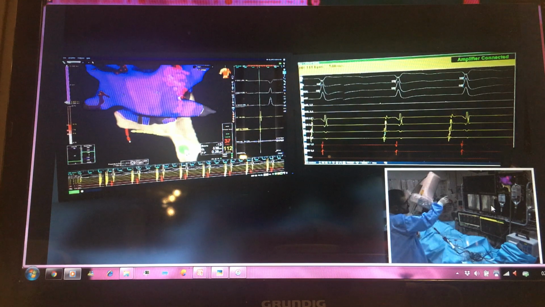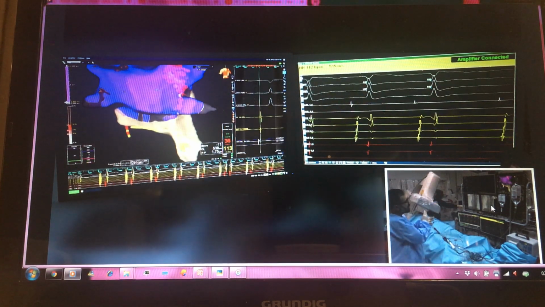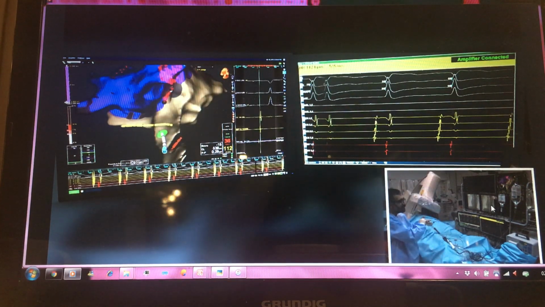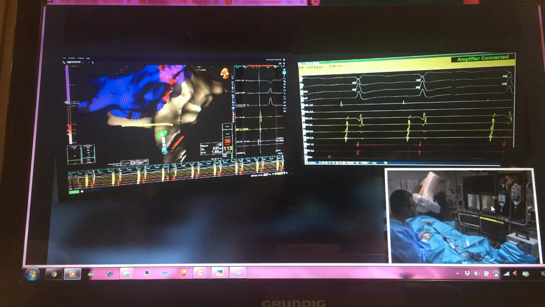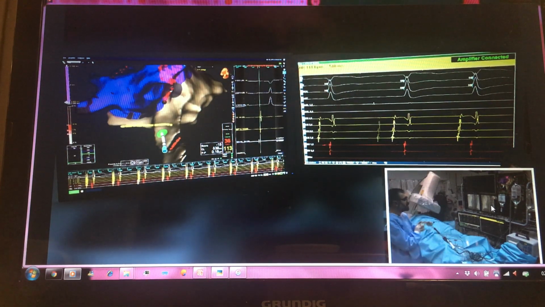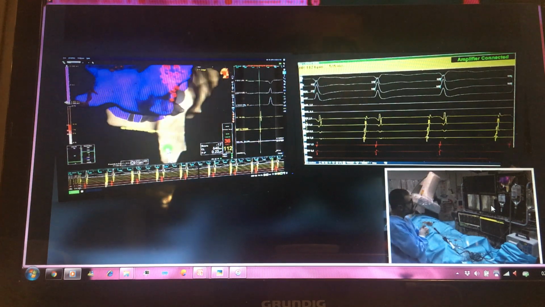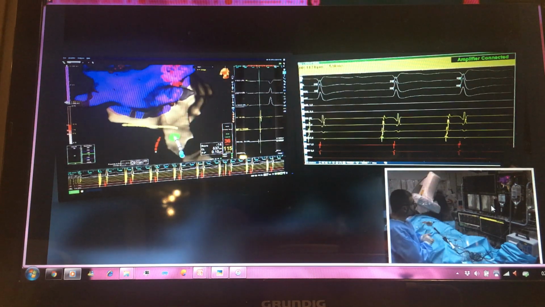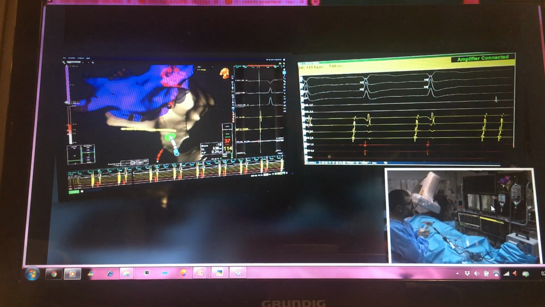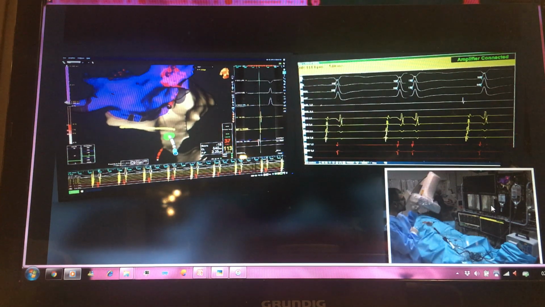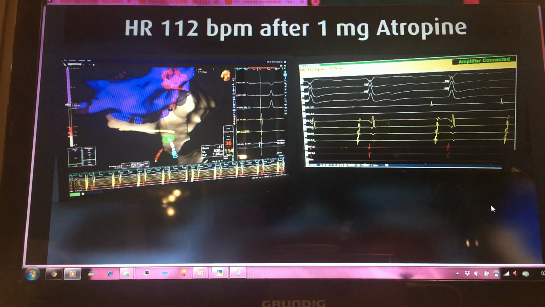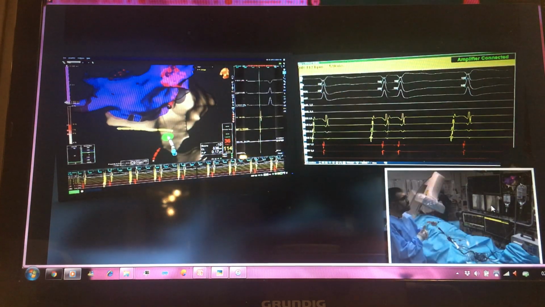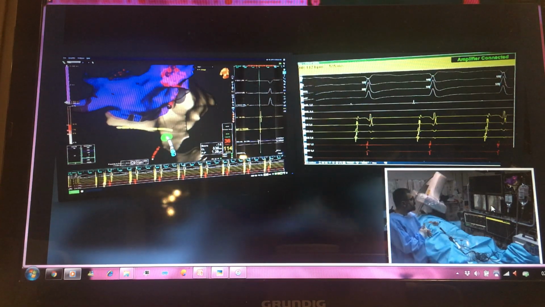Yes. As you see, there is no significant increase in heart rate after first atropine administration. Heart rate still is 114 BPM level. We are still waiting. Yes. Heart rate increased only 2 BPM after first atropine administration.